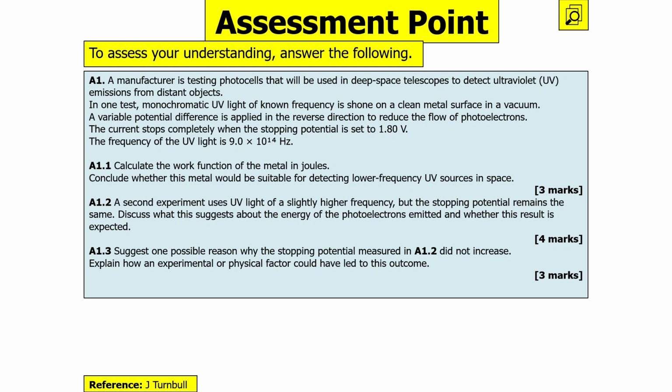A second experiment uses UV light of a slightly higher frequency, but the stopping potential remains the same. Discuss what this suggests about the energy of the photoelectrons emitted and whether this result is expected. Suggest one possible reason why the stopping potential that was measured in A1.2 did not increase. Explain how an experimental or physical factor could have led to this outcome. So pause the video now, then unpause the video when you want to go through your answer.